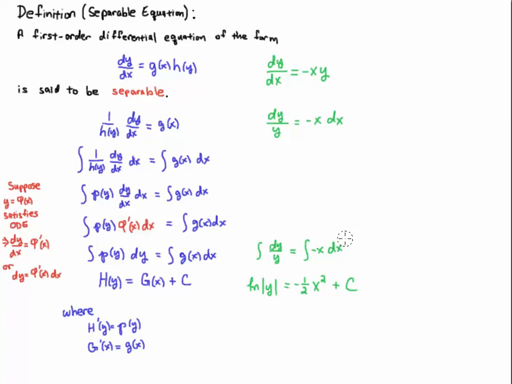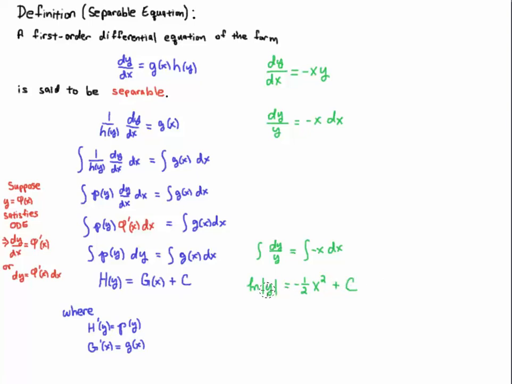Okay, so now if we do that, this is what the technique looks like. I just integrate both sides, and here we go. I have the capital H, which turns out in this case to be the natural log of the absolute value of y, equals minus 1/2 x squared plus c. At this point, you're done with the technique of separation of variables.